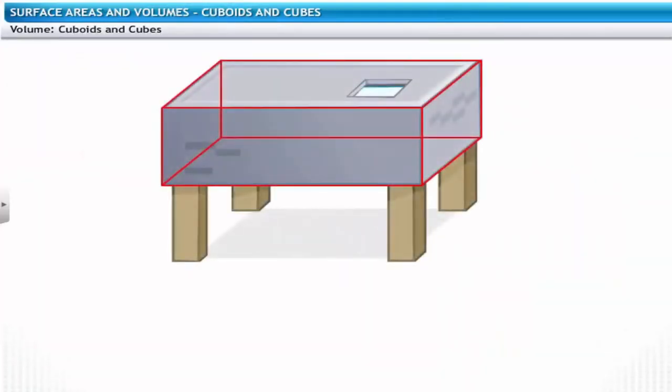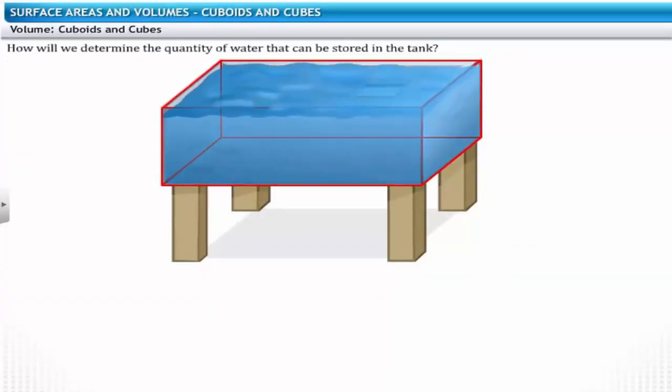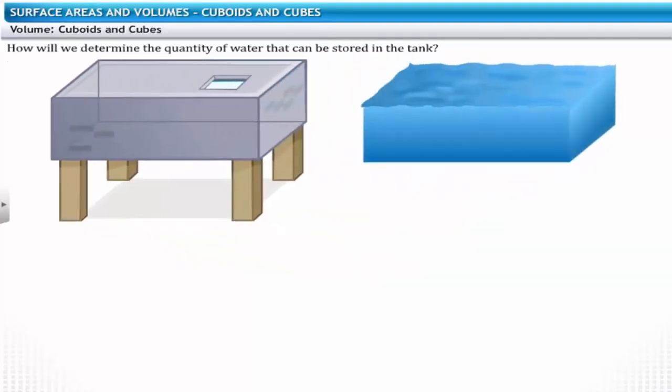Let's consider the water tank once again. How will you determine the quantity of water that can be stored in the tank? By quantity, we mean the volume or the capacity of the water tank. Let's first understand the meaning of the terms volume and capacity.